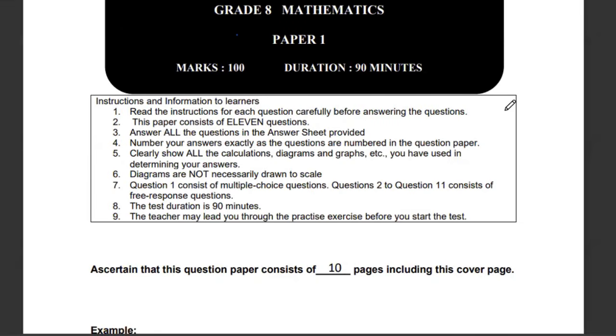Hello, welcome to this episode where we shall be looking at the preparation for the grade 8 mathematics paper 1 for the end of year examination. Okay, so within paper 1, there is a couple of topics that we need to highlight that we can expect.